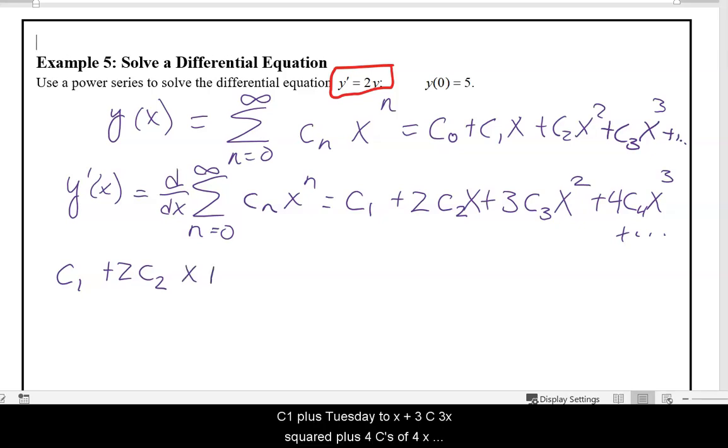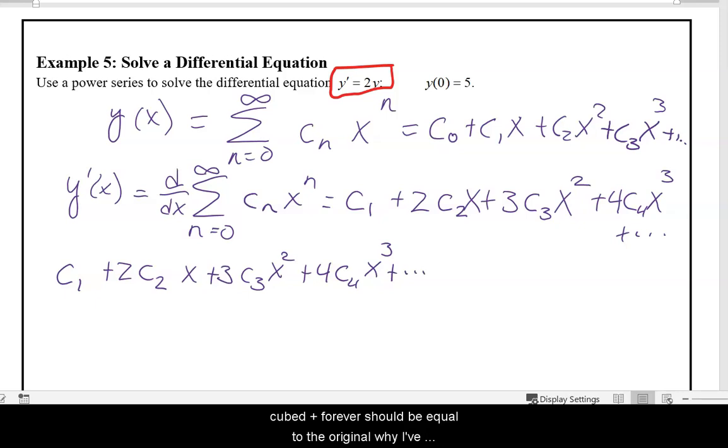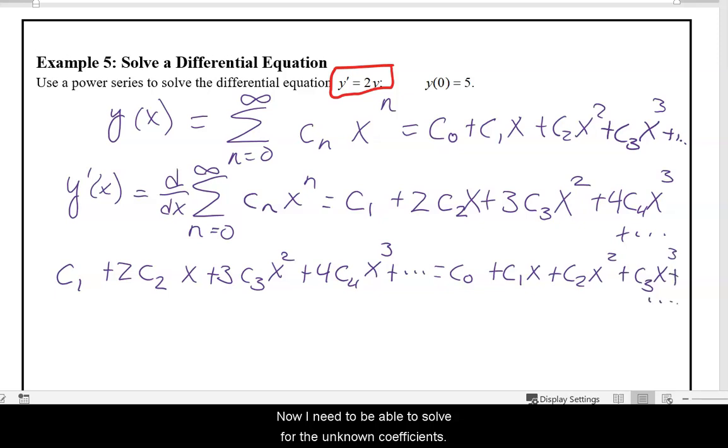C1 plus 2C2x plus 3C3x squared plus 4C sub 4x cubed plus forever should be equal to the original y of x, which I wrote in a generic power series form as an unknown constant C0 plus unknown constant C1x, and so forth. Now I need to be able to solve for the unknown coefficients. We know because of the uniqueness of power series that if such a power series exists, it is the only one that will solve this problem.